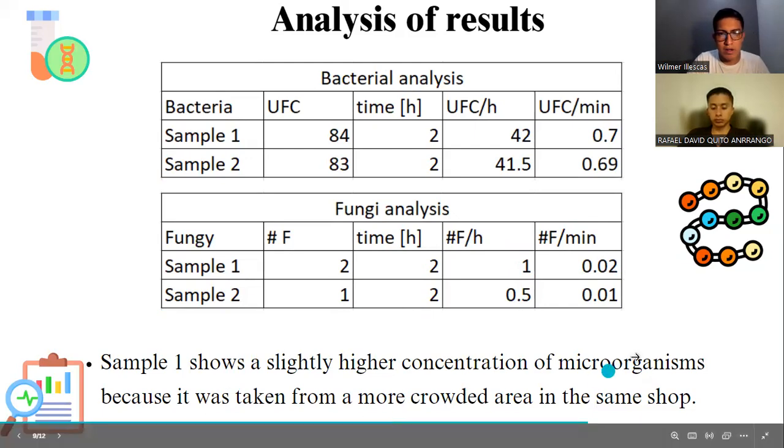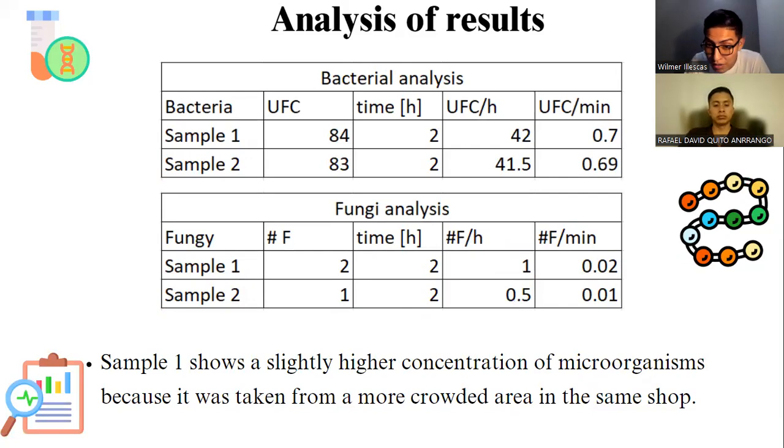As you can see here, sample 1 shows a slightly higher concentration of microorganisms. That was due to the fact that we put it in a place where more people usually pass. Maybe some of them had a cold and sneezed at that moment, and then all of those microorganisms were propagated into our medium.